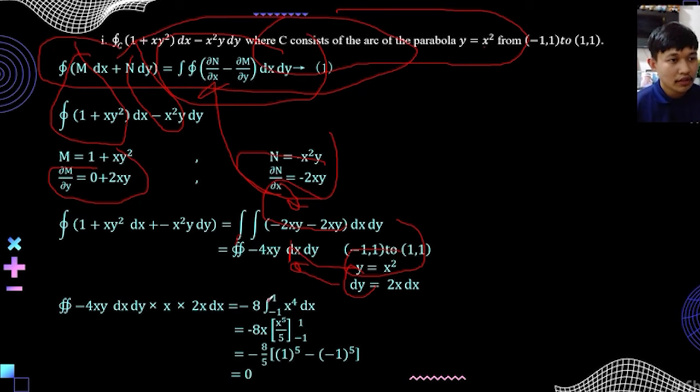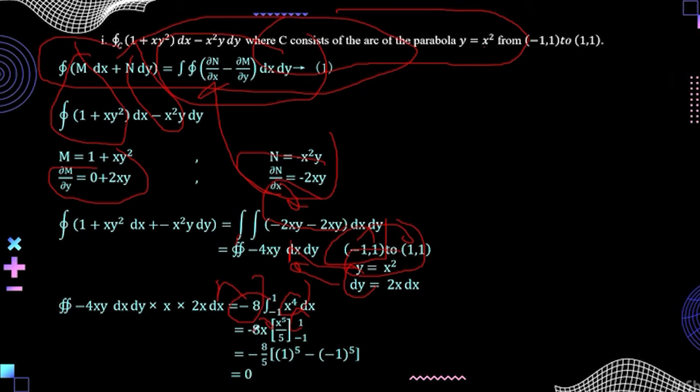Okay, after that we put the negative 8 outside, and inside the limit of x, that means negative 1 to 1. That's given, the limit of x is negative 1 to 1. So we integrate x to the power of 4, we get x to the power of 5 divided by 5, and we multiply by negative 8. After that, we put in the values of the limit. So lastly, we get the answer is 0.